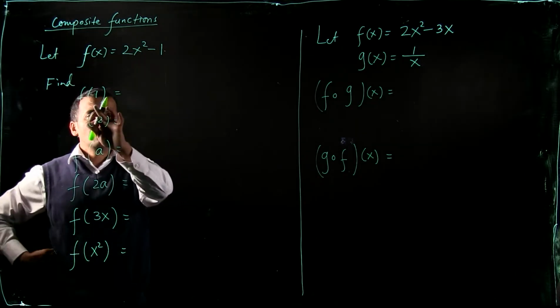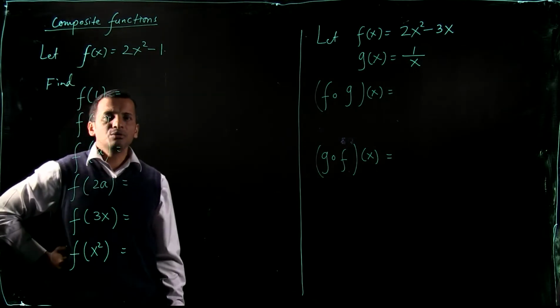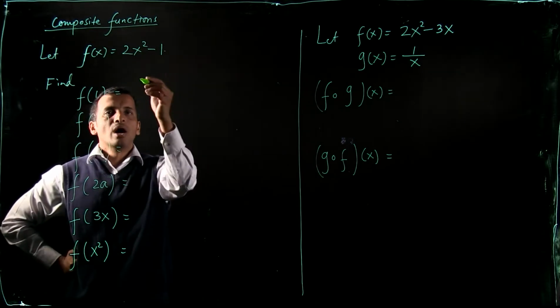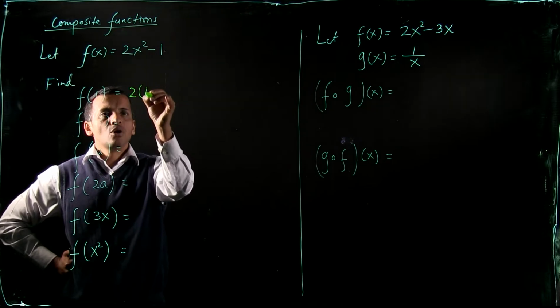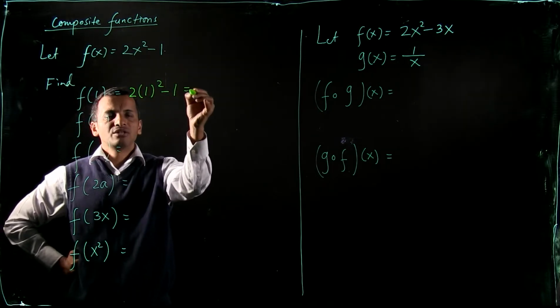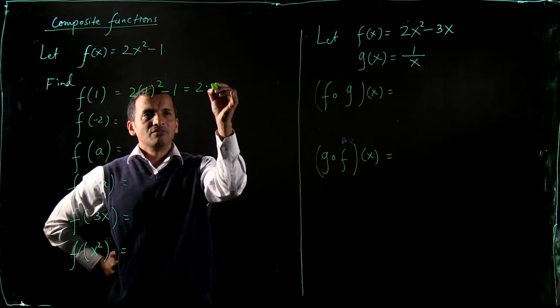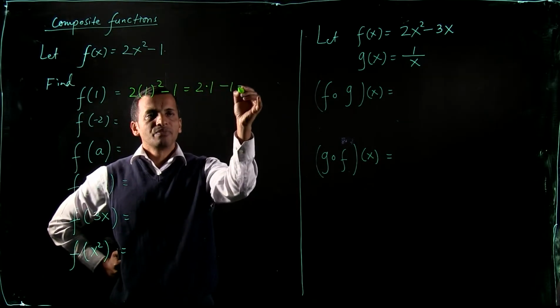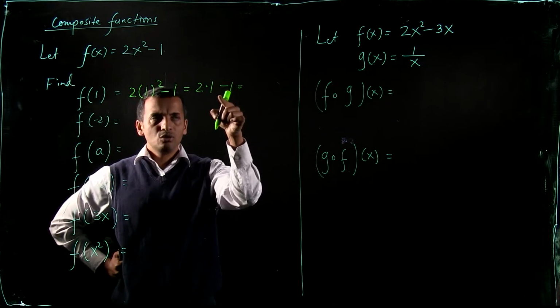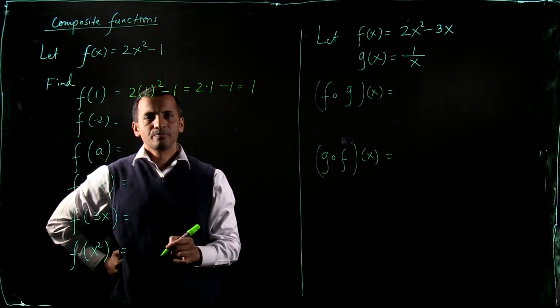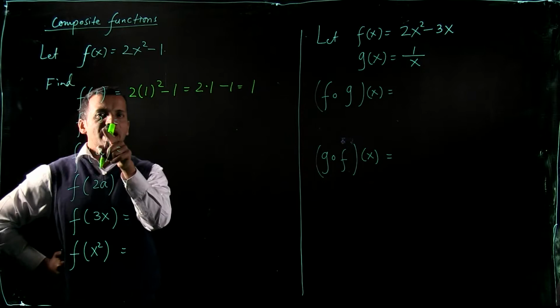For the first example, f of x is equal to 2x squared minus 1. So how do you find f at 1? You replace all x by 1, so it will be 2 times 1 squared minus 1. How much is that? 2 times 1 squared is just 1, so 2 times 1 minus 1. 2 times 1 is 2, minus 1 is just 1.